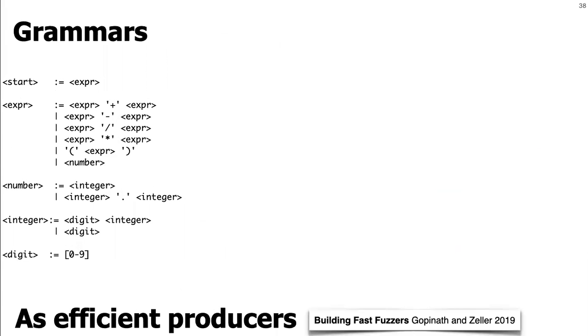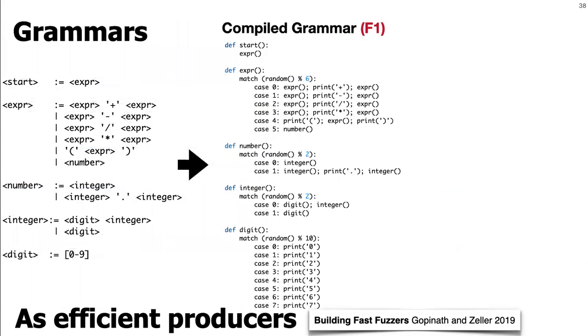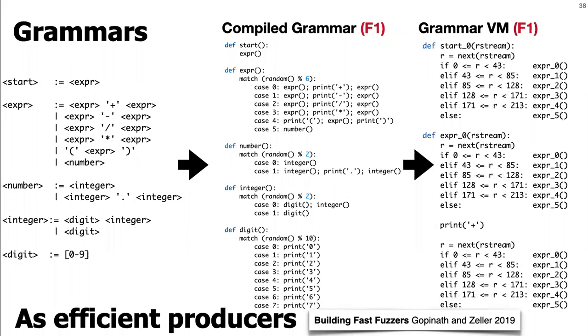And the grammars can also be very efficient in generating inputs. That is, we can compile the grammar to produce a fast input generator. And we can do more than compiling. A grammar fuzzer randomly chooses non-terminal expansions to generate inputs. And we can consider this stream of random choices as opcodes for a virtual machine. And we can transform that into blazing fast machine code, as we show in our paper on building fast fuzzers.